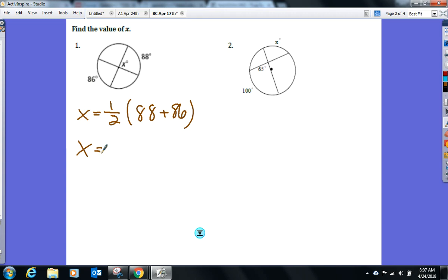I'm just wondering what most of you are doing on your calculators when I'm asking you to take the average of 88 and 86. Just throwing that out there.